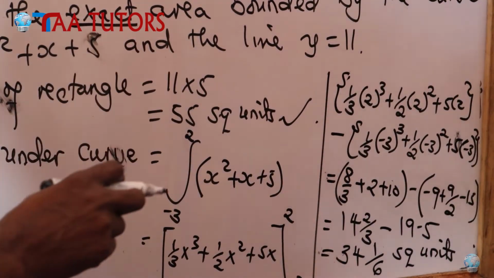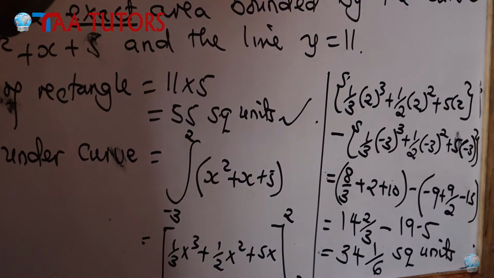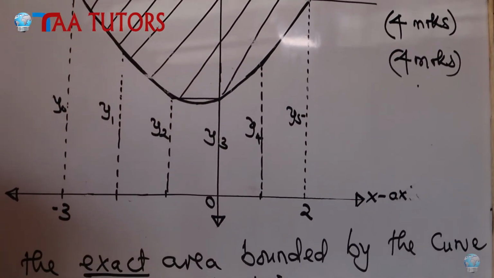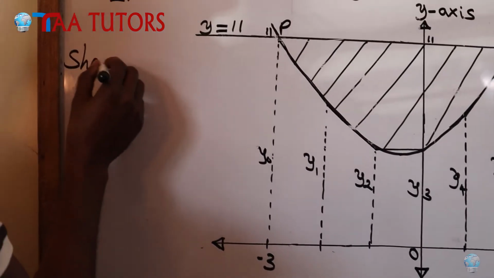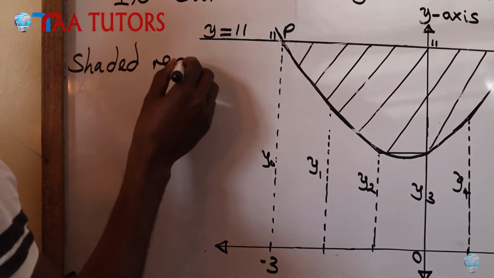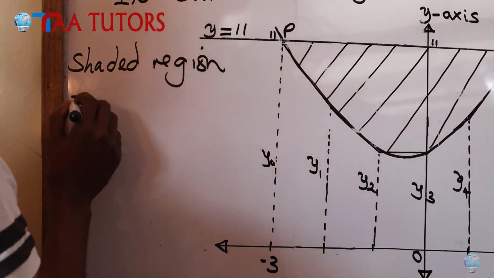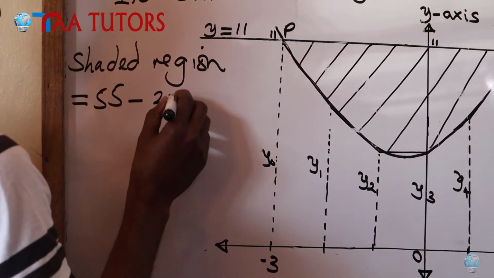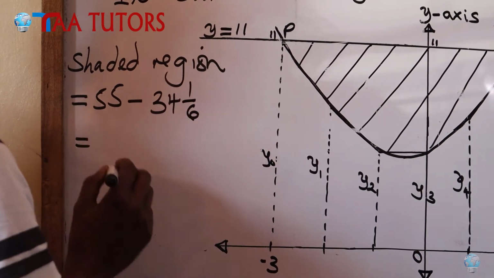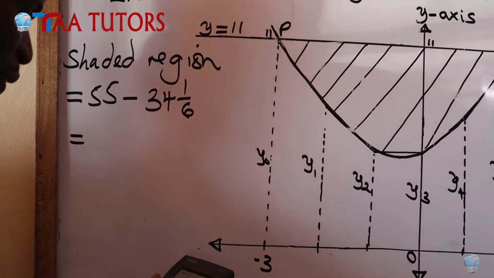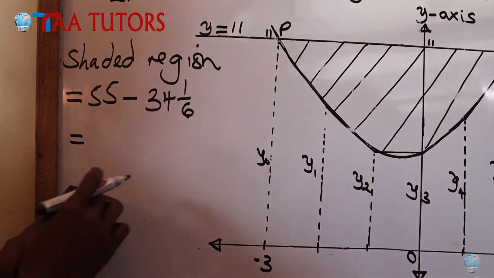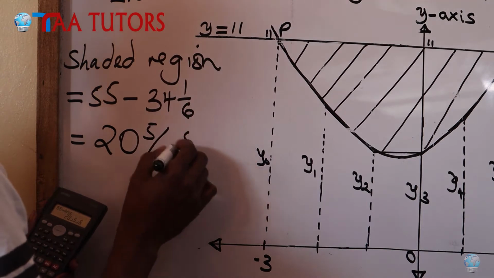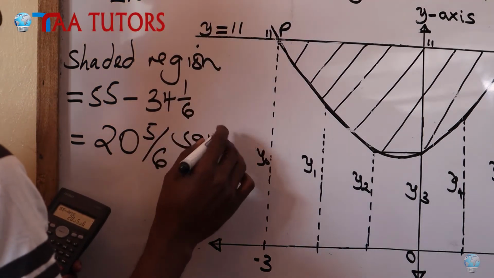Now if you are asked to get the area of the shaded region, forgive me, I want to finish that part up here. The area of the shaded region, in this case, will be the area of the rectangle, which is 55, minus 34 and 1/6. So if I do that, I get 55 minus the answer, I get 20 and 5 over 6 square units.